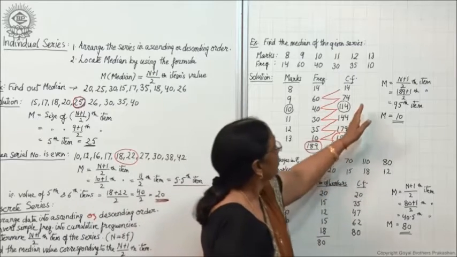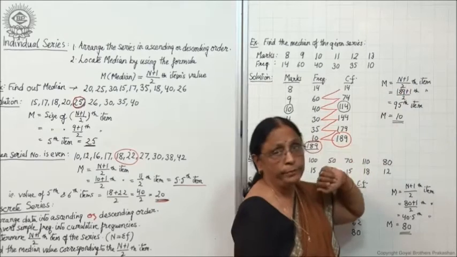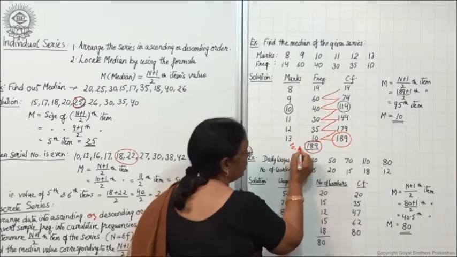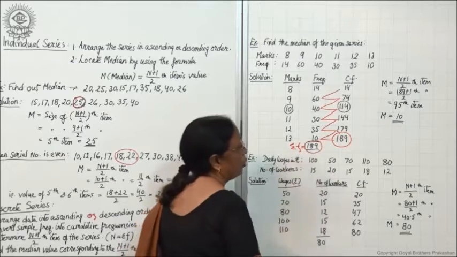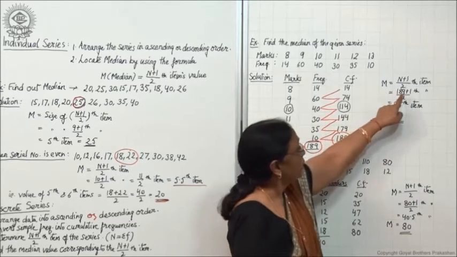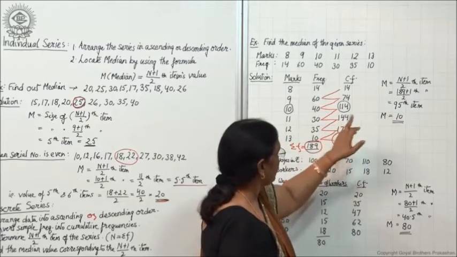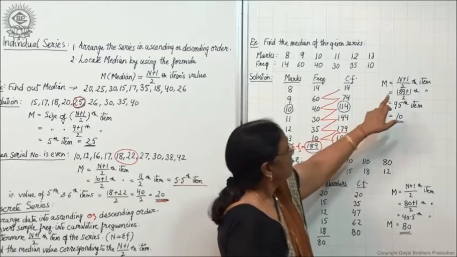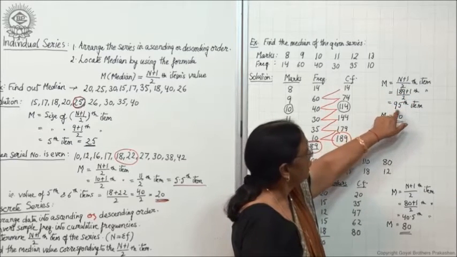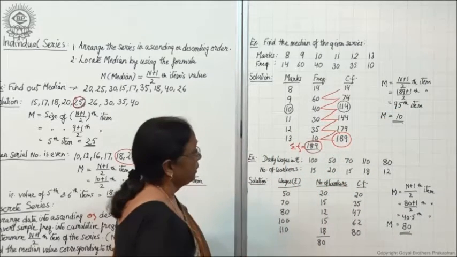Now see the next step, M is equal to (n plus 1) upon 2th item. Now what is n here? As I told you, n is sigma f, or total number of items, that is 189. So in place of n you will write down 189, apply the formula, 189 plus 1 upon 2th item, that is 95th item, right?